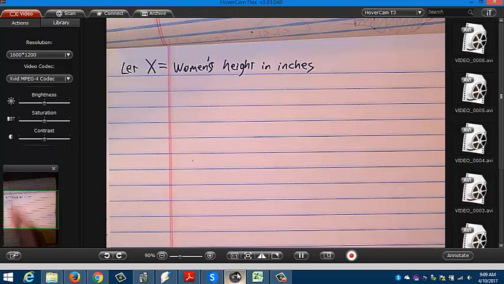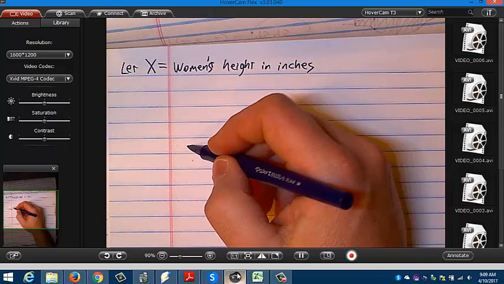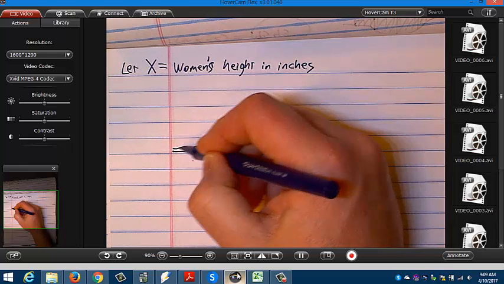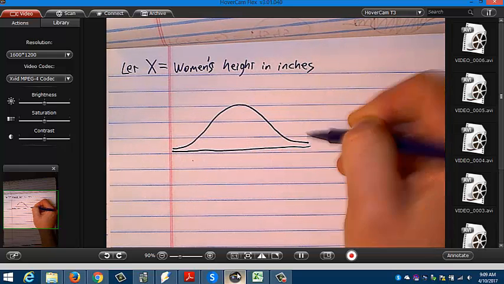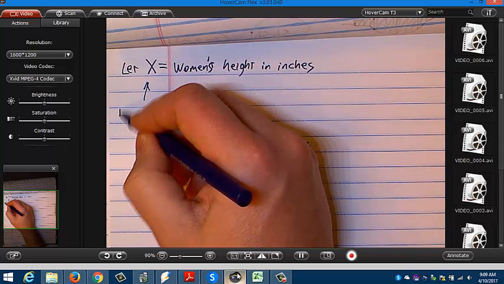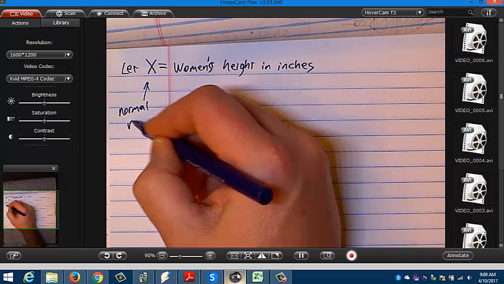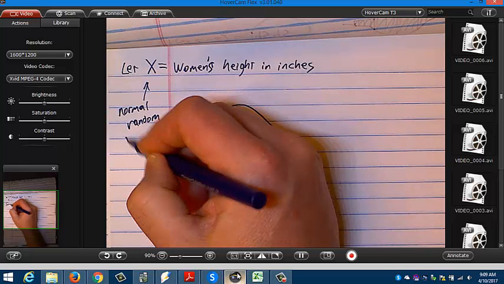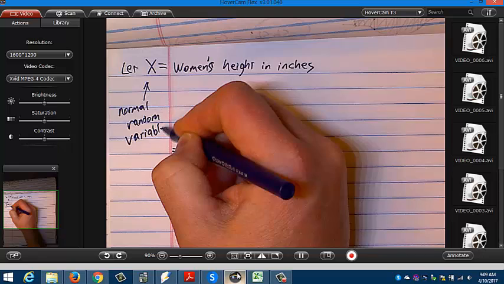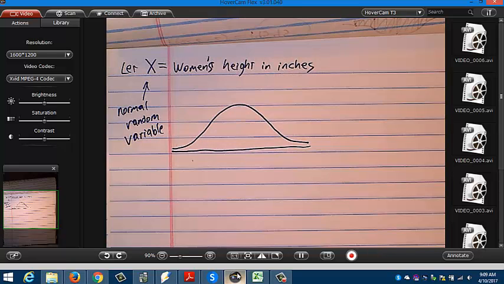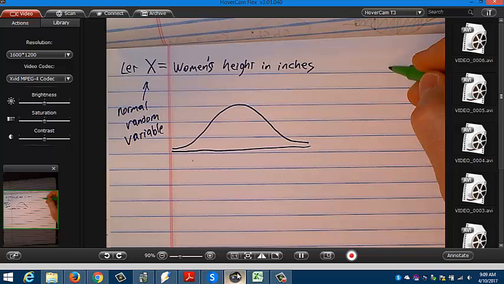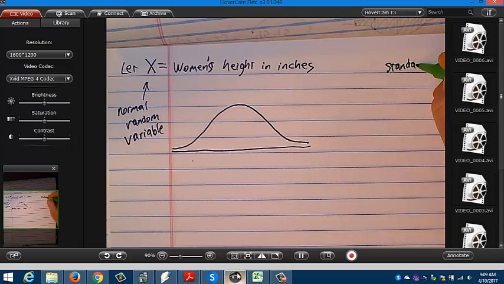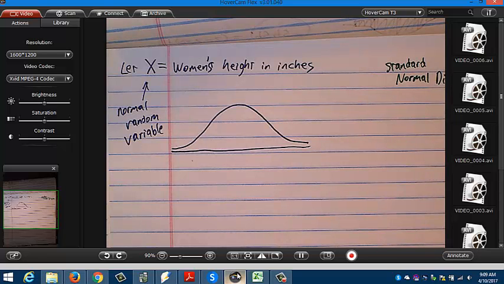And I'm telling you that X is a normal random variable. Now notice there's one word I did not use. I did not say standard normal distribution. I didn't say that. I said normal. What does the word standard mean?